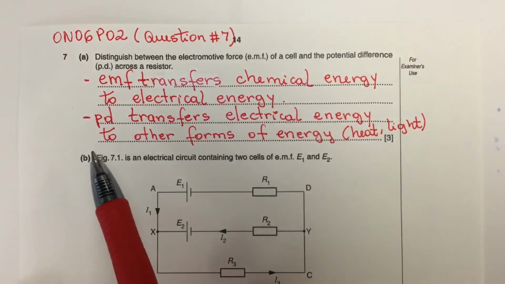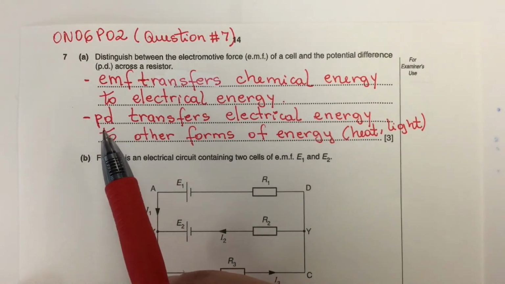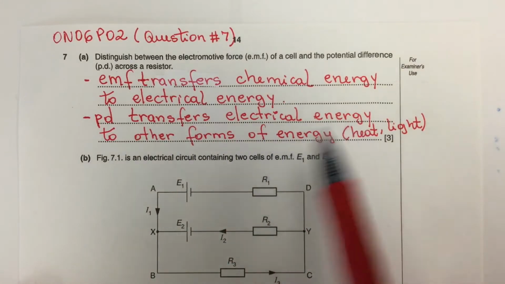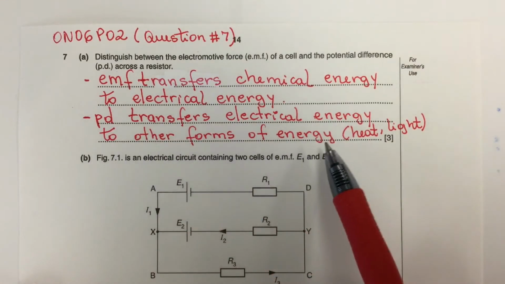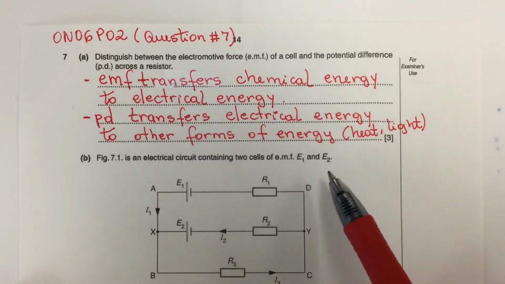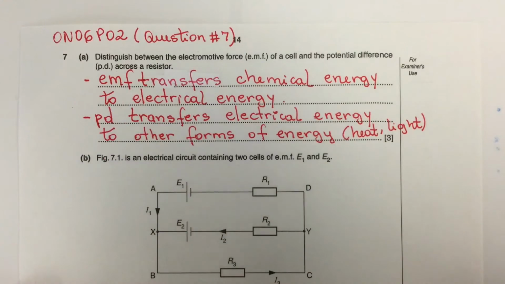So this is the concept of PD, or potential difference. It transfers electrical energy to other forms of energy like heat and light. So that's the main difference between EMF and PD.